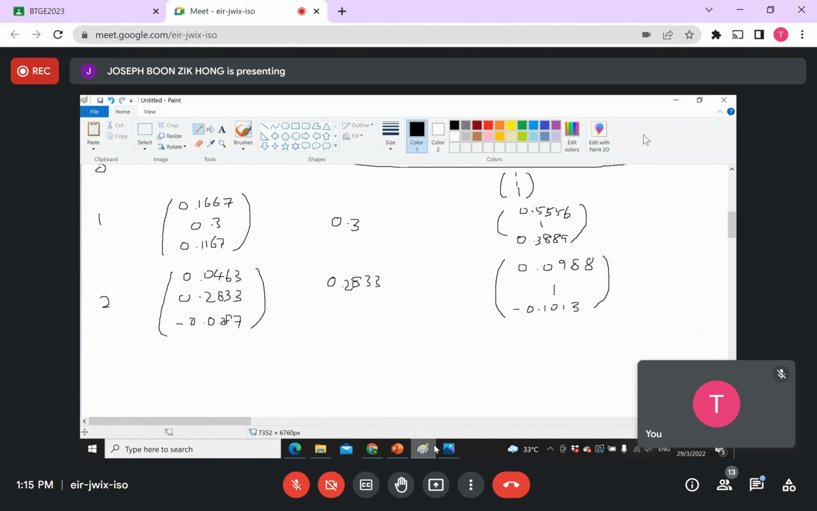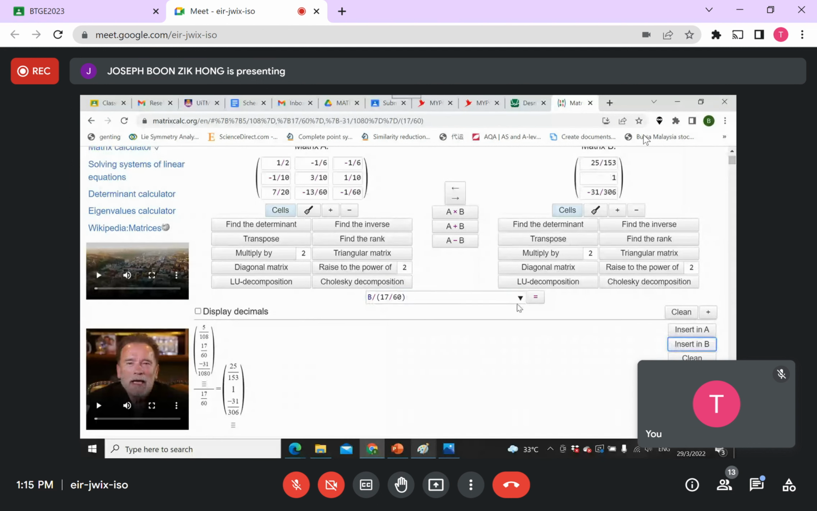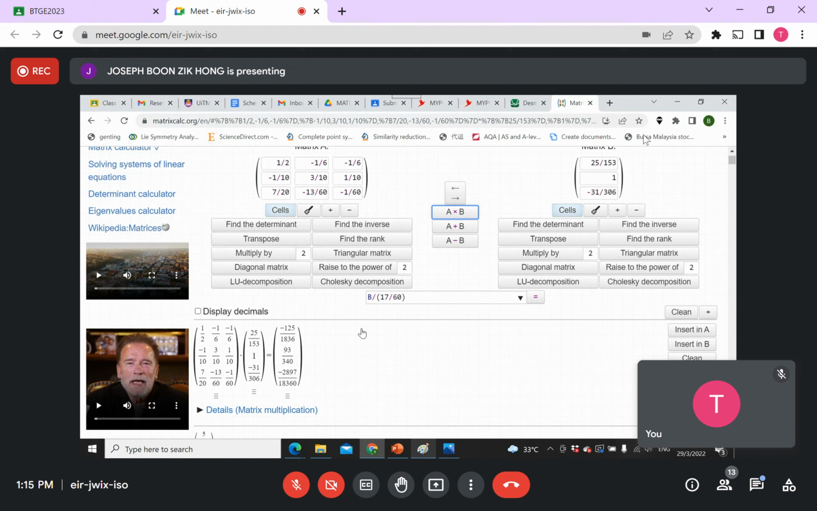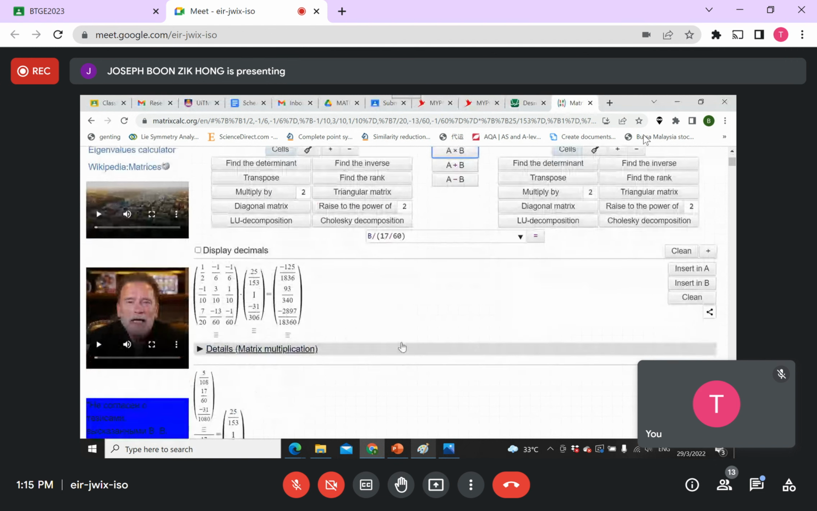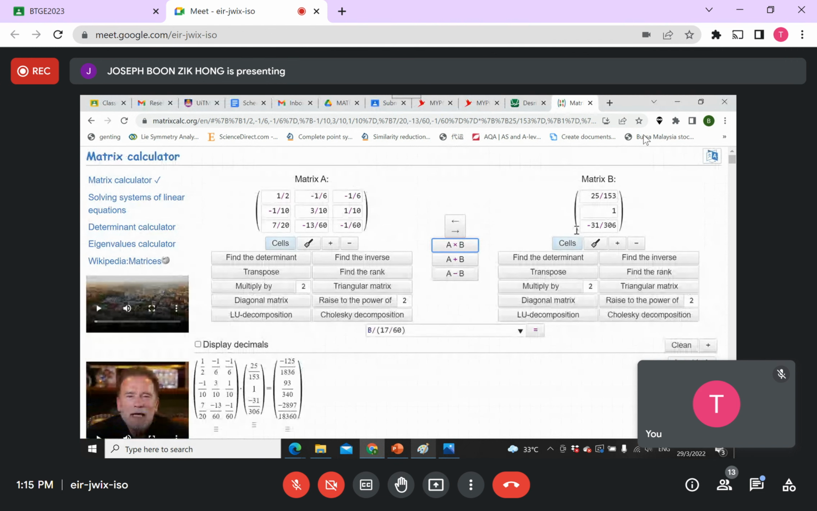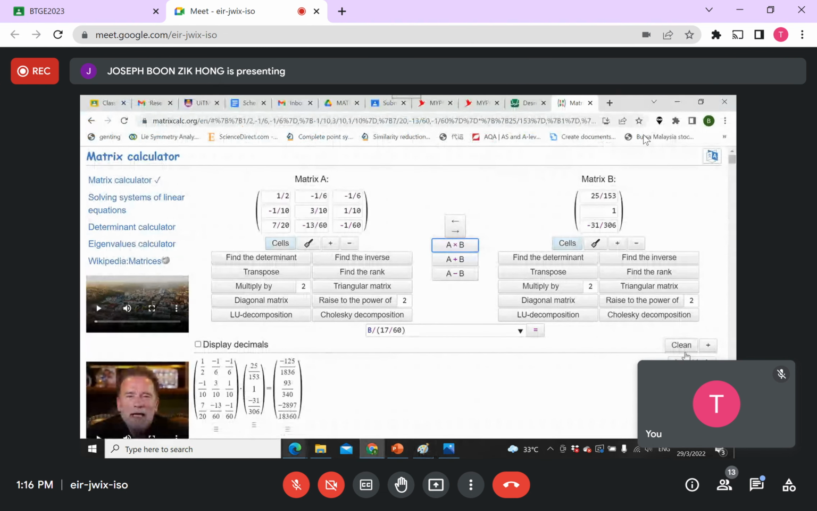Okay, so we keep repeating. So this one insert in B. Any mistake, please let me know. How to change it to decimal? Okay, so this one you just keep repeating until you get the answer. So I will just directly proceed to get the answer. So this one I will insert in B.